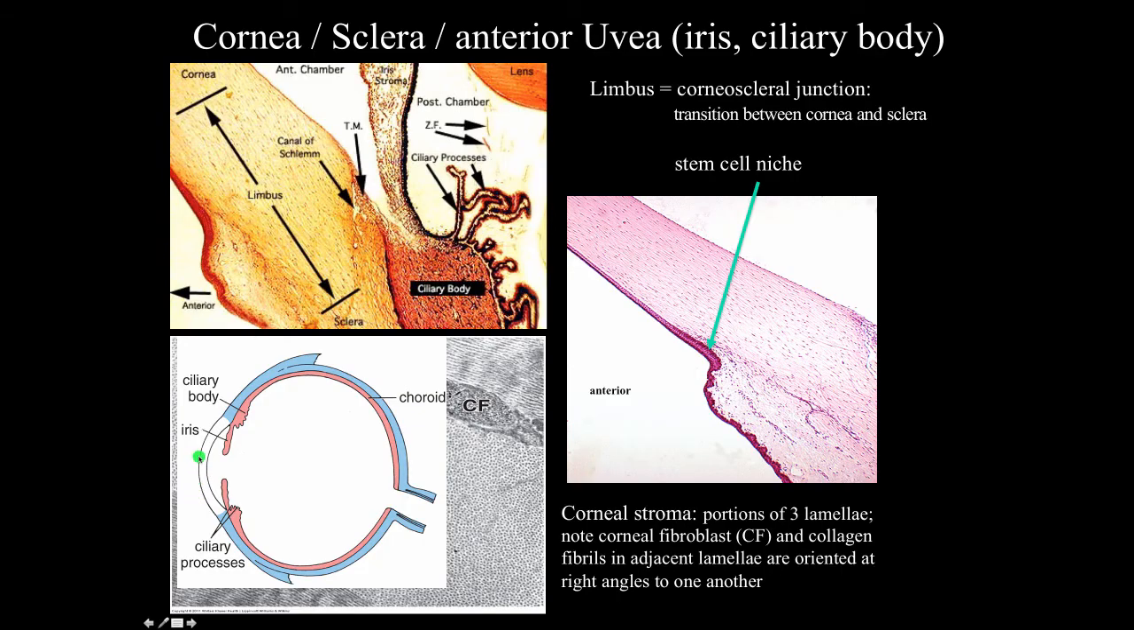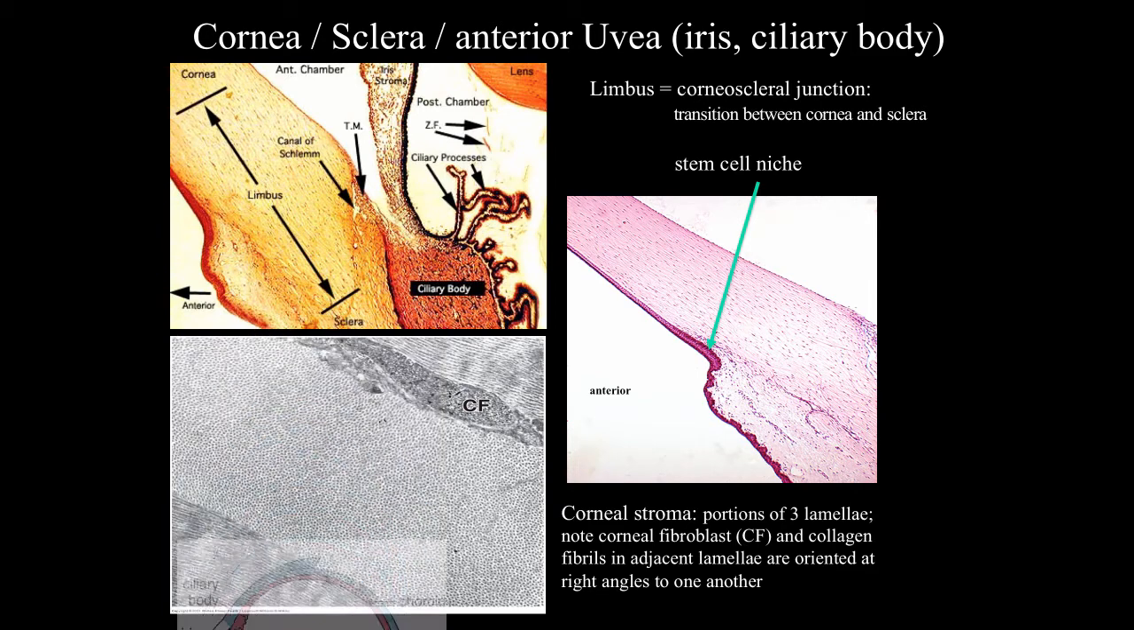Here we're going to look at the cornea, the sclera, and the anterior portion of the uvea, in other words, the iris and the ciliary body. The limbus is essentially the corneoscleral junction. It's just a region of transition between the cornea and the sclera. So it would be in this area on the diagram, and that transition is the stem cell niche that we talked about, where the cells of the cornea come from as they regenerate.